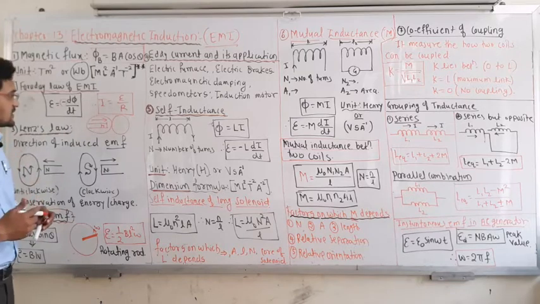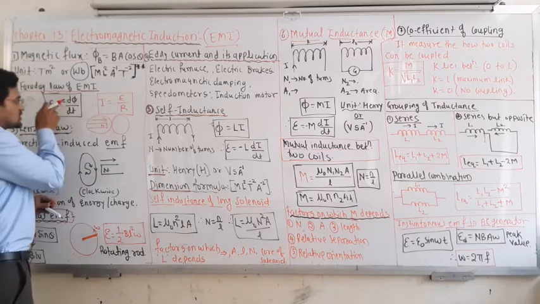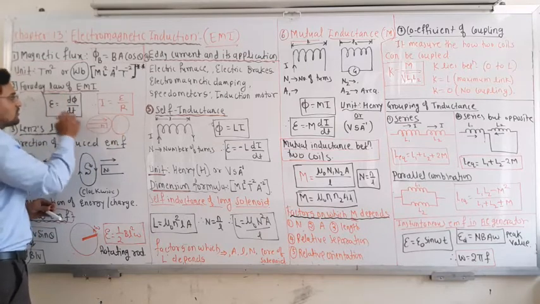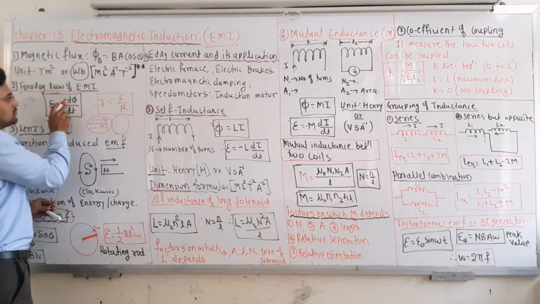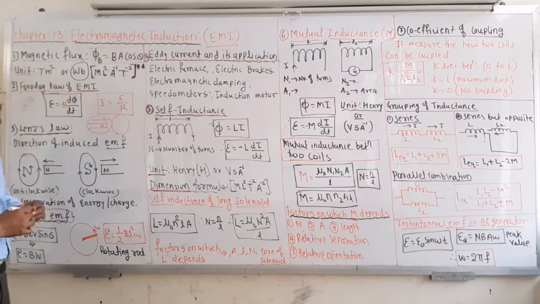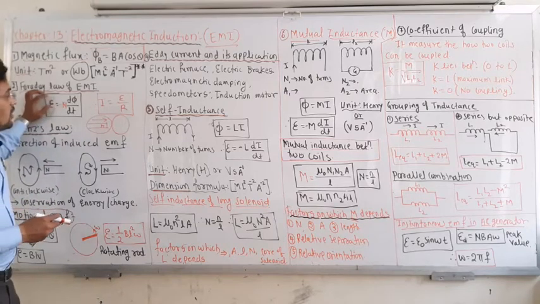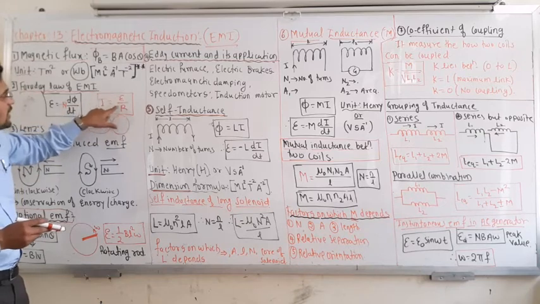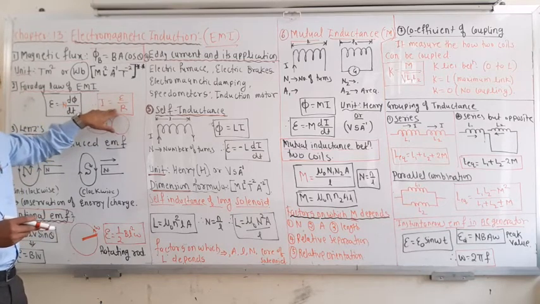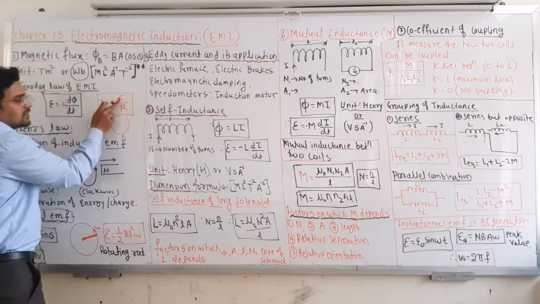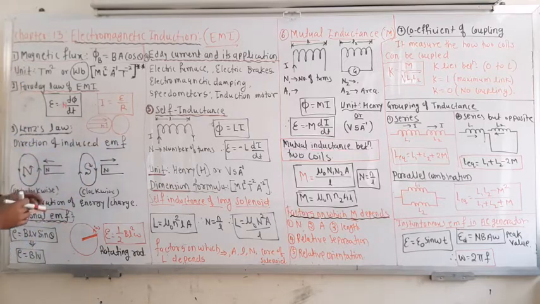That opposition is represented by the minus sign, which is Lenz's law itself. For a single coil this is the formula, and for n number of turns it is minus n d phi by dt. This is the only difference. Once the EMF is developed, the current in the coil is given by I equals E by R, which is Ohm's law itself, taking EMF instead of V.